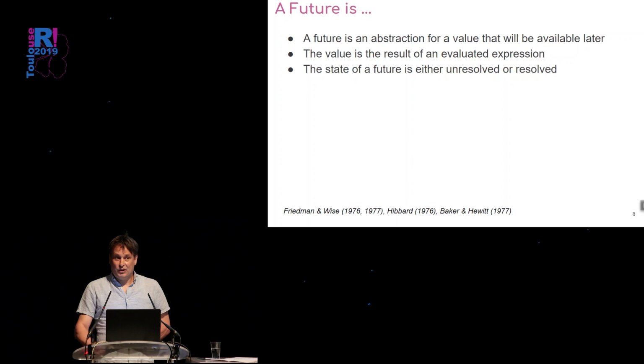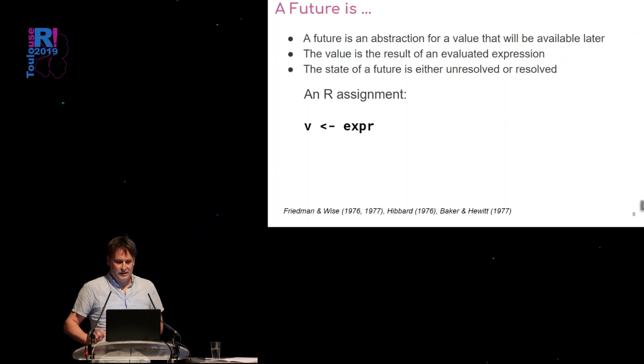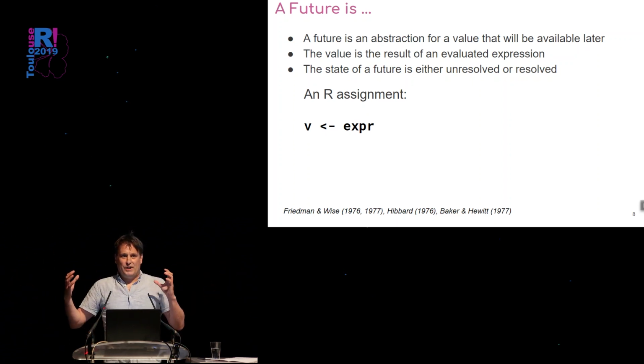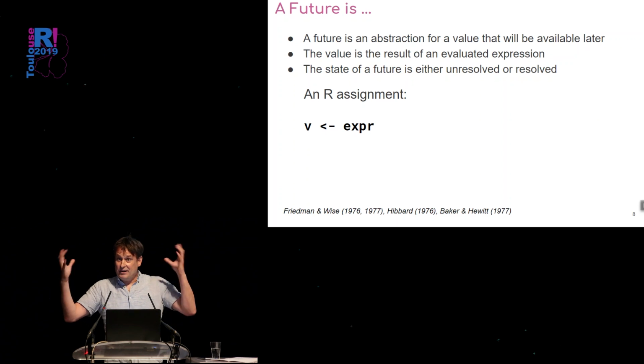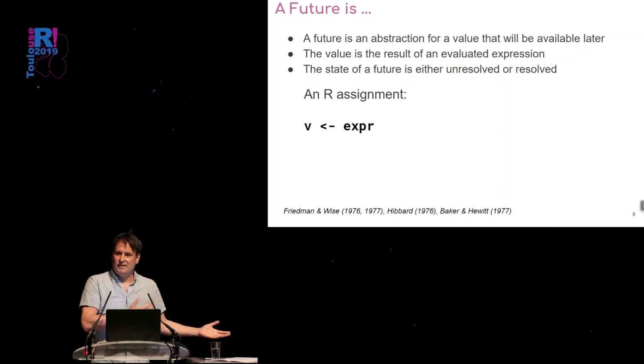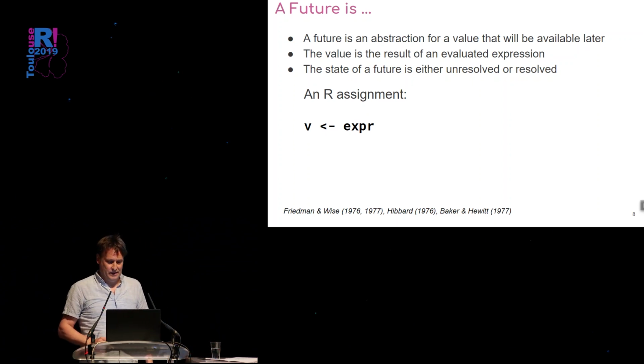So if we make a little bit of a code example here, we think about an R assignment. In R, we have a left-hand side and a right-hand side. On the right-hand side, we have an expression. It can be 1 + 2. It can be a very complex expression. And when R sees that, it evaluates it, gets the value, the result of that expression, and assigns it to the variable B here on the left-hand side.